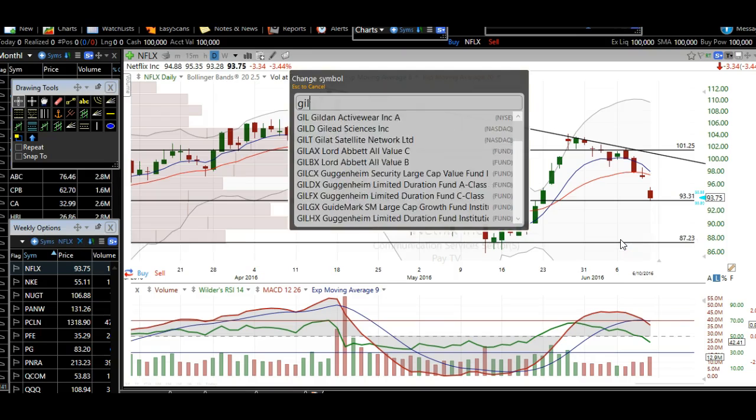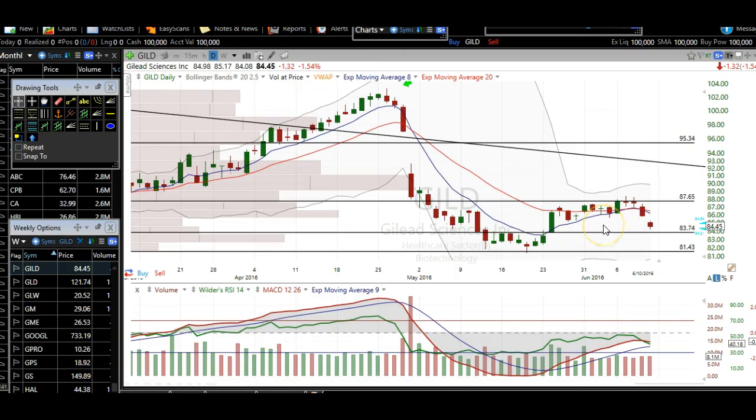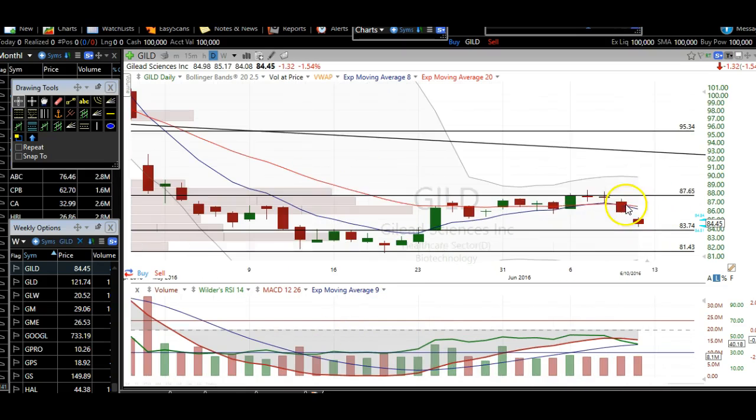Next, I want to cover GILD, Gilead Sciences. We've got resistance at 87.60 from these few candles right here. And we've got support from these few candles here on the high side. It was resistance before, 1, 2, 3, 4, 5 candles right there. And then the underside was support on that level right there. So right around 83.75 or so is going to be that support. Below that is right around 81.50 for support on GILD.